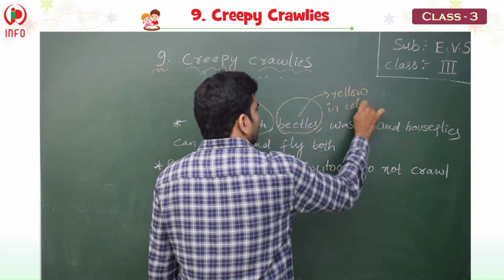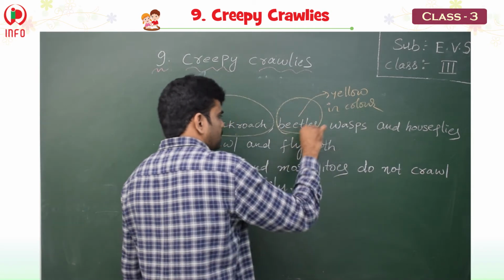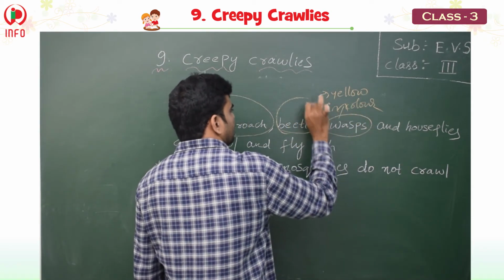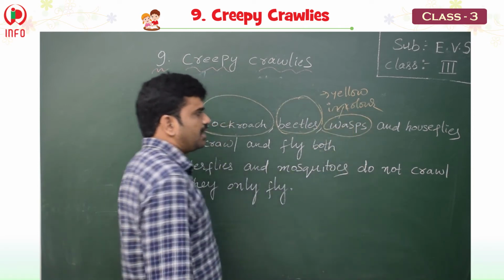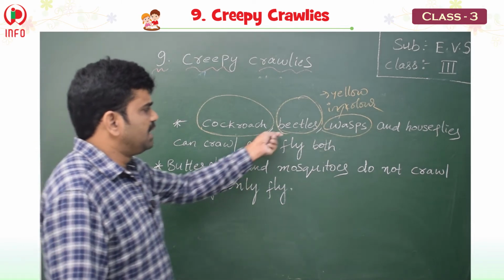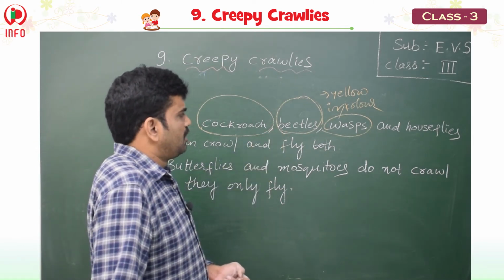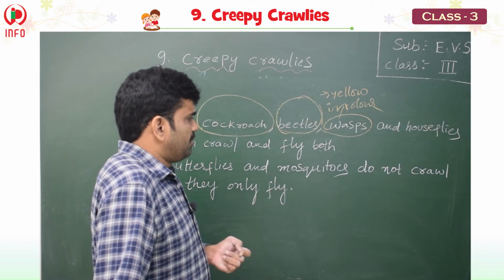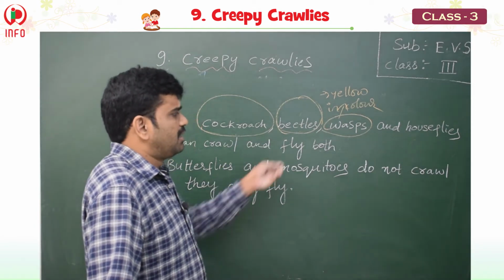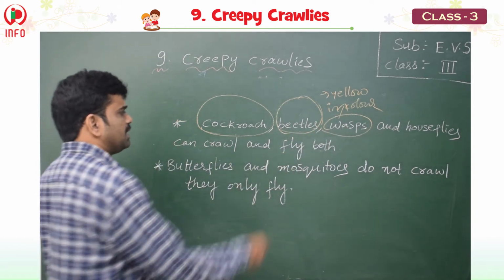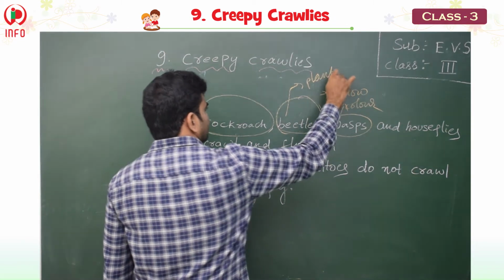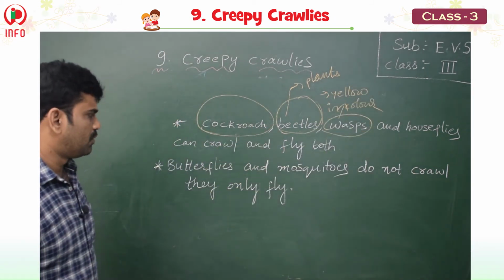These are also small insects. Sorry, not this one. These are wasps. Wasps are usually yellow in color with a very thin waist. And here the beetles. Beetles are also small insects which feed on the plants, and houseflies.